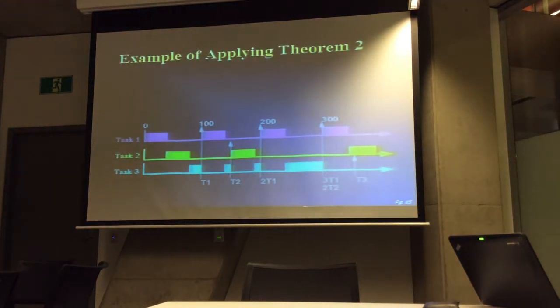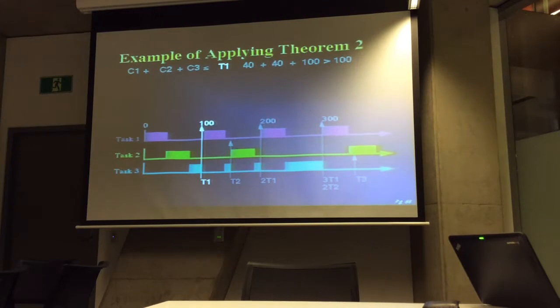Is C1 plus C2 plus C3 less than or equal to T1? Fill in the numbers. 40 plus 40 plus 100 is greater than 100. Uh-oh. The first scheduling point is the first deadline of the highest priority task, T1. Since this is the worst case, all tasks requested to run at the same time, and obviously can't all run prior to the first deadline.